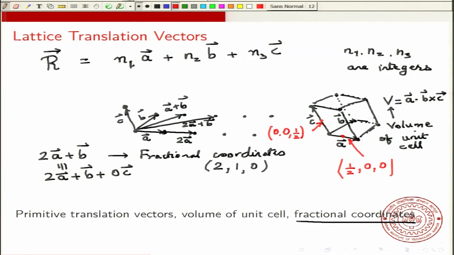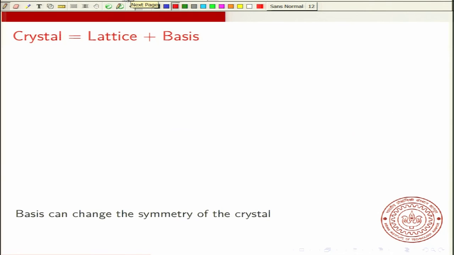So, now we have been talking about lattices. Now, a crystal formally consists of both a lattice and a basis. So, a crystal is a combination of a lattice and a basis. What we want to emphasize here is that your lattice is just an arrangement of points in space, and the basis is what is at each point.